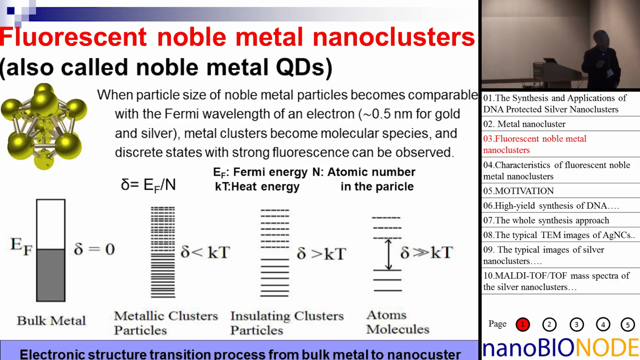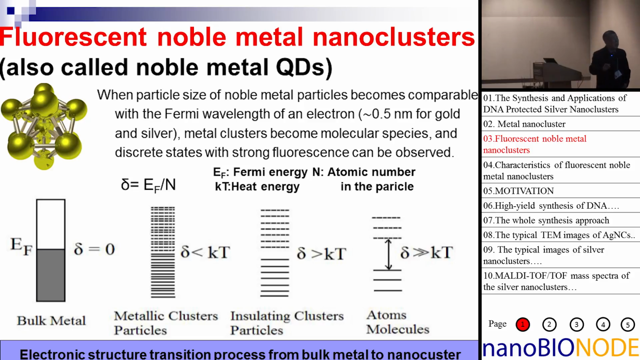Here delta is the energy level gap. It is equal to EF, the Fermi energy, divided by N, where N is the atomic number in the particle. If delta equals 0, that's bulk matter.